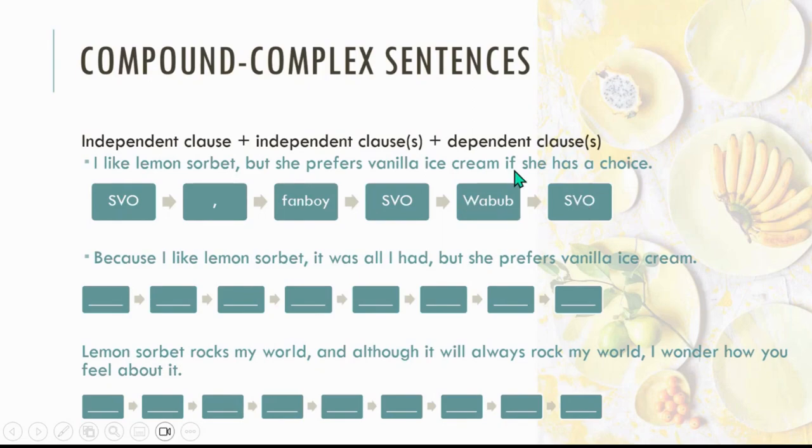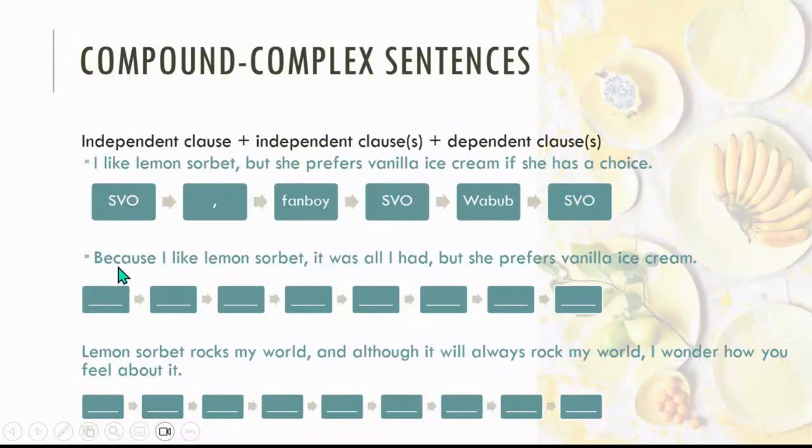So an interesting thing about dependent clauses is that they include a subject verb object, but it's not the main subject verb object of the sentence because it's subordinated by the wabub. The wabub makes that clause dependent. So if this sentence just said, if she has a choice, it would be incomplete. What if she has a choice? There's a question. So it's not a complete thought.